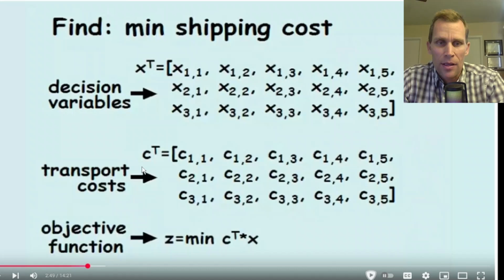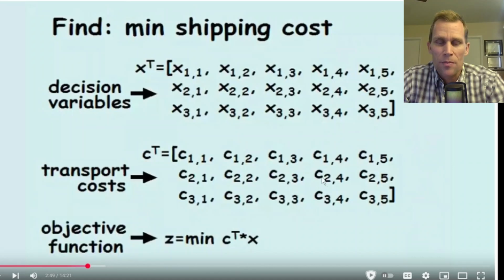Below that, we have the C transpose vector, which is the transport costs, which is the cost to transport a case from factory S to warehouse D. C11 right here is the cost associated with transporting a case from factory 1 to warehouse 1. C12 is the cost of transferring a case from factory 1 to warehouse 2, then factory 1 to warehouse 3, 4, and 5. So right here, for instance, C sub 2 comma 4 would be the cost of transporting a case from factory 2 to warehouse 4.